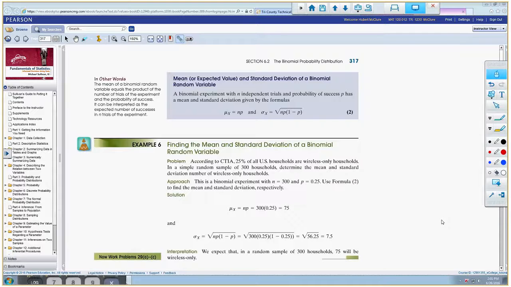So with something as simple as this, you can find the mean and the standard deviation. The mean and the standard deviation drive everything in probability and statistics. If you don't have the mean and the standard deviation, there's not much you can do with statistics or probability.